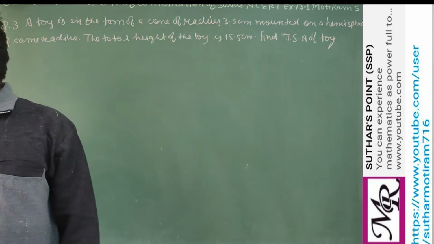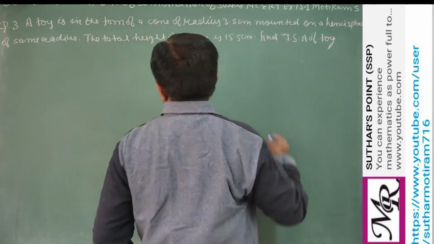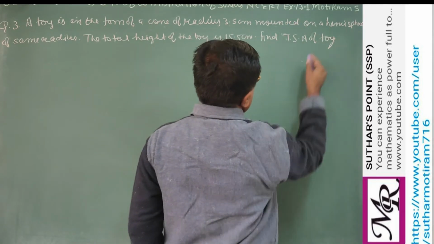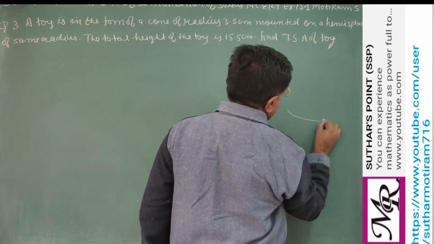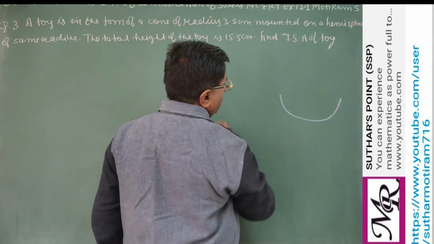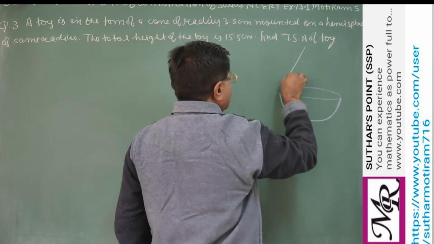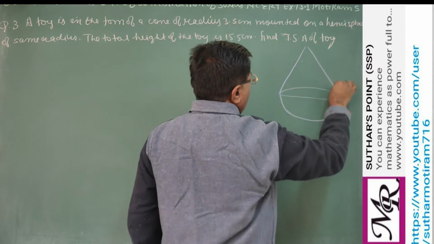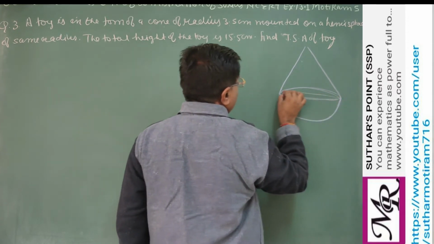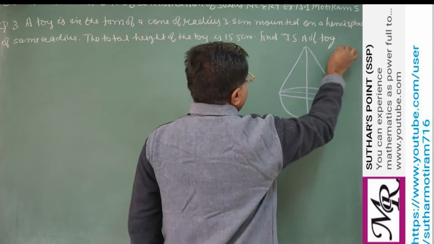So dear student, for such type of problem you should always draw the figure. A toy is in the form of a cone mounted on a hemisphere. It means we are given a hemisphere at the base of the toy. This is the hemisphere, and it is surmounted by a cone of the same radius. This base area is common to both, and the total height of this is also given.